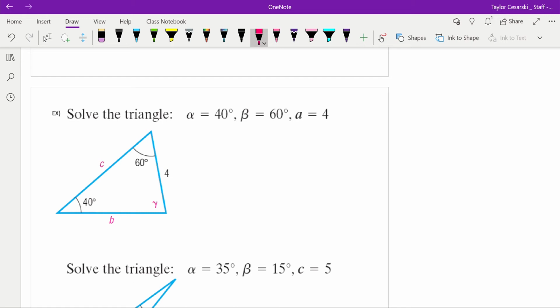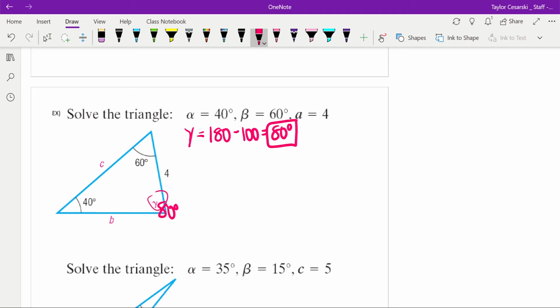Alright, so here's the first one. So solve the triangle. Remember, when I say solve the triangle, I'm looking for all missing angles and all missing sides. So the first thing I notice is I can easily find this angle right here because all angles add up to 180. So I'm going to say that gamma, or you can call it big C, I don't care, equals 180 minus 100 degrees, so that's 80 degrees. Okay? So that's pretty easy to find that missing angle, and I'm going to go ahead and label that.